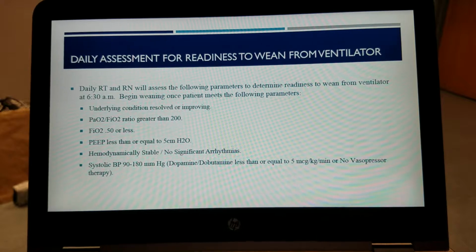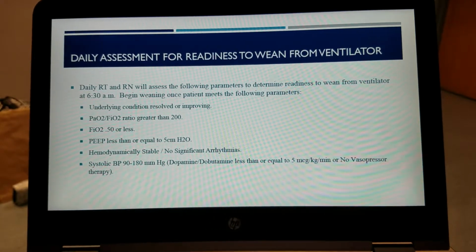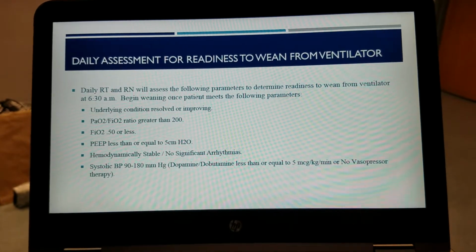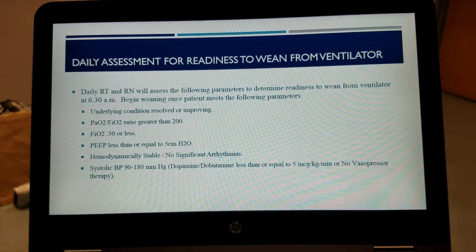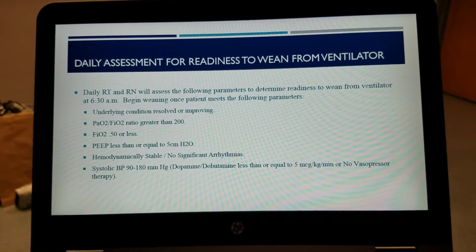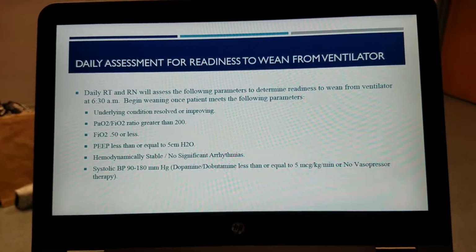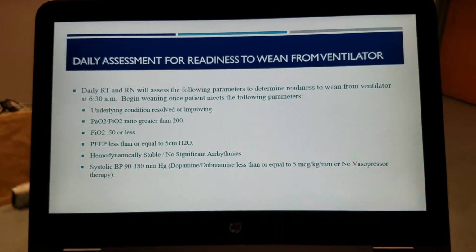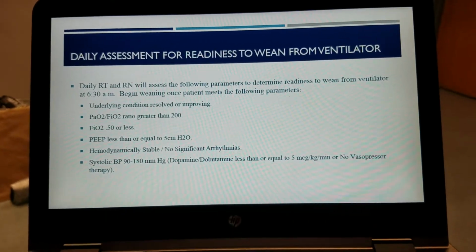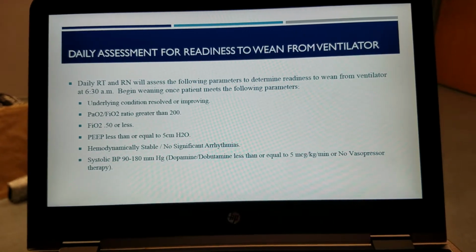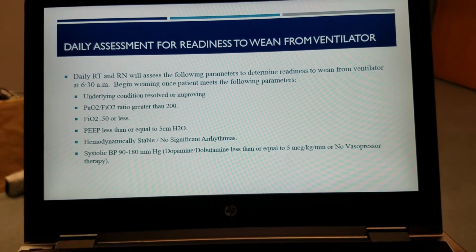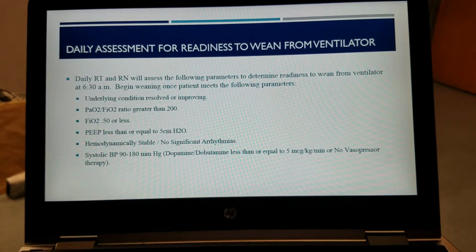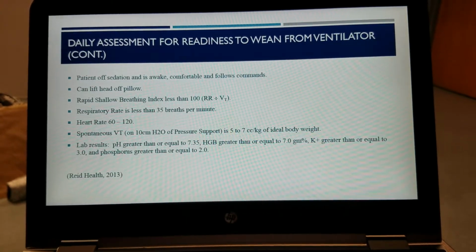Underlying condition resolved or improving, PaO2 to FiO2 ratio greater than 200, FiO2 0.5 or less, PEEP less than or equal to 5 centimeters H2O, hemodynamically stable, no significant arrhythmias, or systolic blood pressure 90 to 180, dopamine, dobutamine less than or equal to 5 micrograms per kilogram per minute, or no vasopressor therapy.